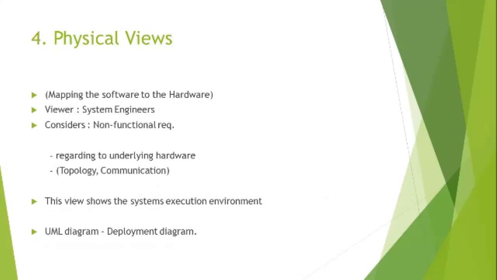Fourth is the physical view, mapping the software to the hardware. The viewers are system engineers, who consider non-functional requirements regarding the underlying hardware, topology, and communication. This view shows the system execution environment. UML diagram: deployment diagram.